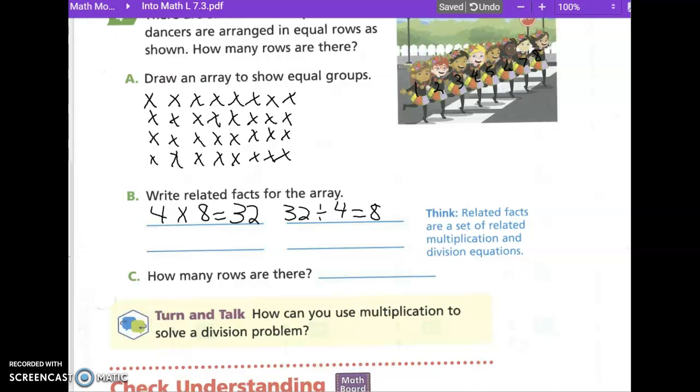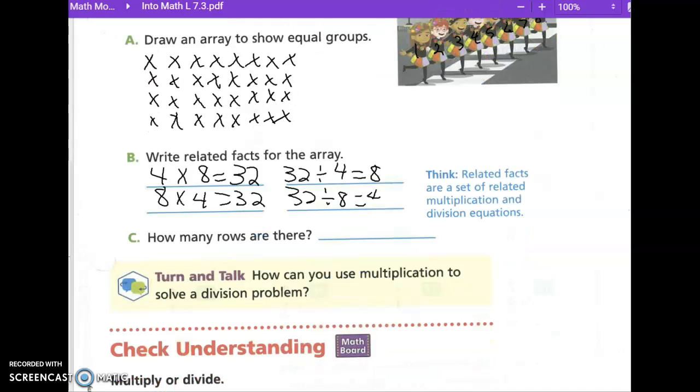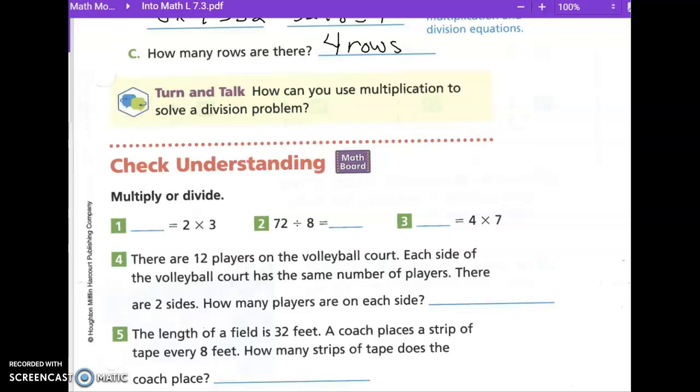If you're at home, stop your recording and get them. All right. Now it says how many rows are there? How many rows did we end up with? 1, 2, 3, 4. 4 rows. If you were at home, you need to check your other facts to see if you got them right. Yes, those are all related facts. They all use the same 3 numbers. Okay? Go ahead and go down and check your understanding.